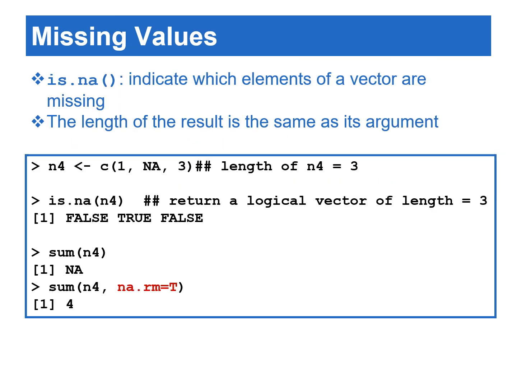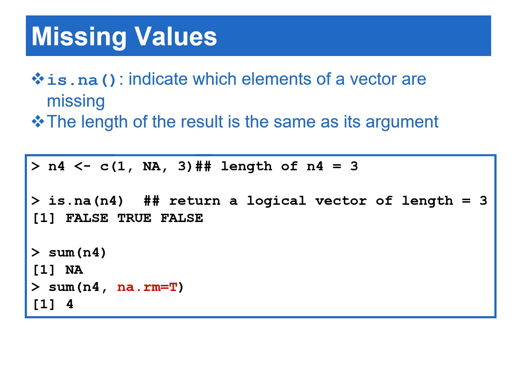To examine whether a given vector contains missing values, we can use the is.na function. The returned value from the is.na function is a logical vector, with the same length as its argument. A TRUE value in the result indicates the corresponding element is missing.